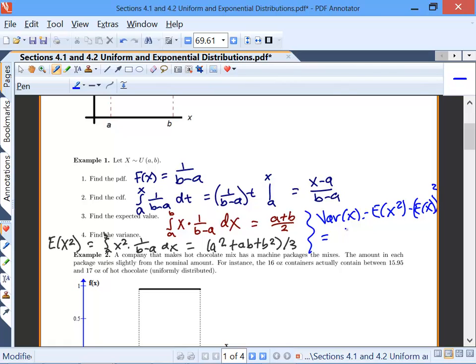And it gives me (a minus b) squared over 12. Sorry, I don't know why I ran out of room on this page. So we have our PDF, my CDF, my expected value, and my variance.